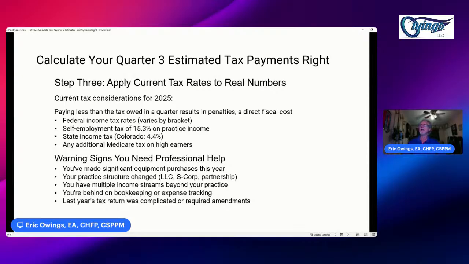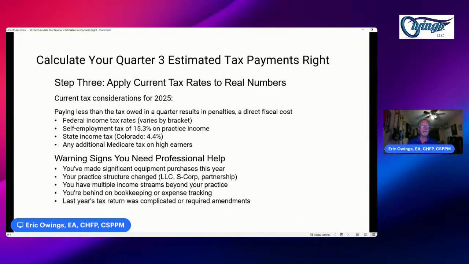So S corporation, we talked about that a little bit. There are thousands of dollars in savings available to you if you do that right. So if you are thinking about structuring your practice differently or already have, you may need some help.